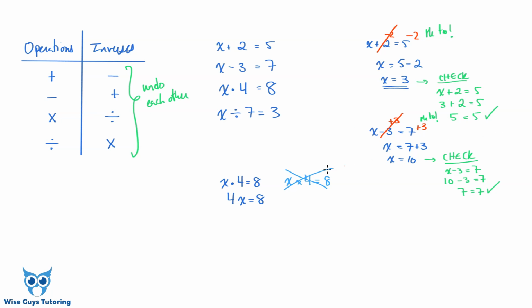Again, looking over there on the left side at my nice table, the inverse of multiplication is division. So since it's being multiplied by 4, and I'm trying to get this guy x all alone, I have to divide by 4 so that I can undo this 4.